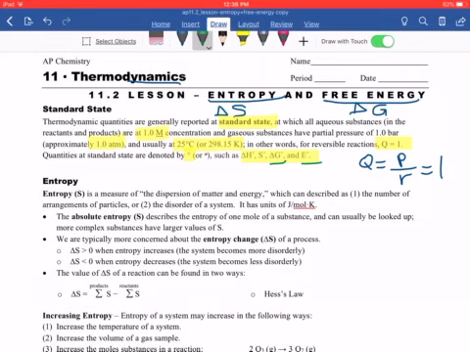Entropy, or S, is a measure of the dispersion of matter and energy. It's just a fancy way to say that it is chaos. Right, so everything in the universe tends to drive towards entropy. It tends to drive towards chaos. Things get more and more complicated. They never get simpler. And so everything is always becoming more entropic. I don't know if that's a word, but I'm using it, right? So everything's increasing in entropy, it's increasing in chaos.